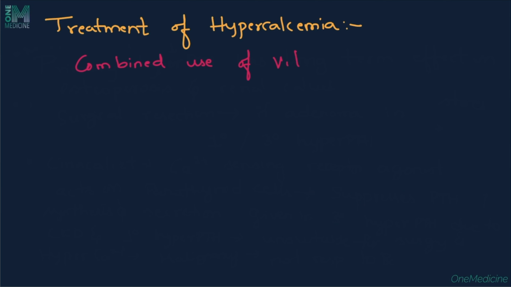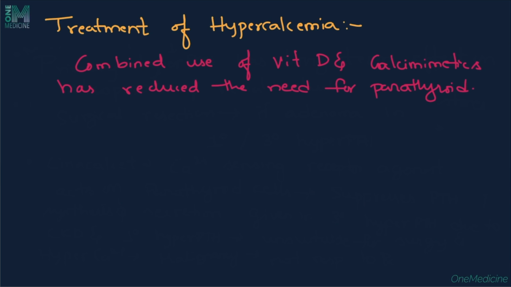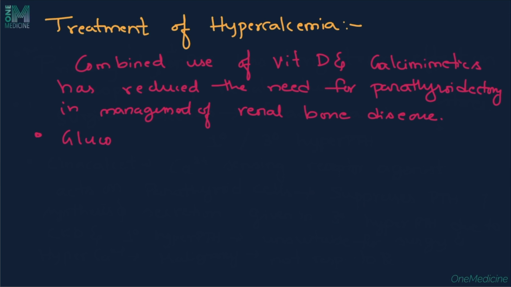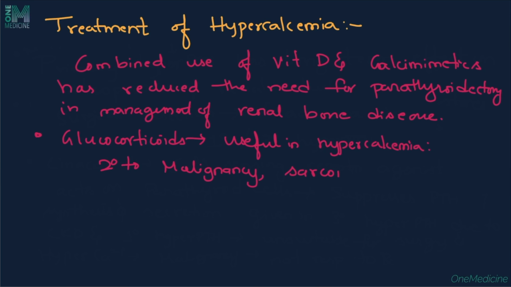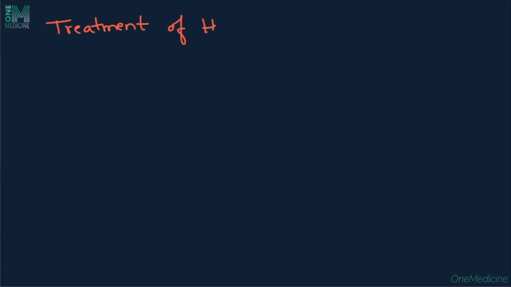The combined use of vitamin D and calcium mimetics has reduced the need for parathyroidectomy in management of renal bone disease. Glucocorticoids can be useful in hypercalcemia caused by malignancy, sarcoidosis, vitamin D toxicity.